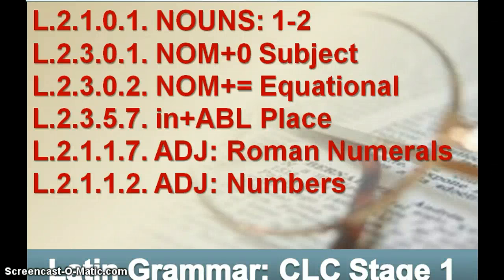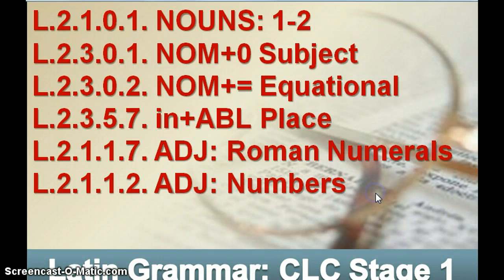A quick start on the CLC Stage 1 grammar. The standards we're going to be covering will be nouns in the first and second declension. These things called phrases, in other words, what those cases are used for. And then, of course, a little bit of quick review on Roman numerals and numbers.